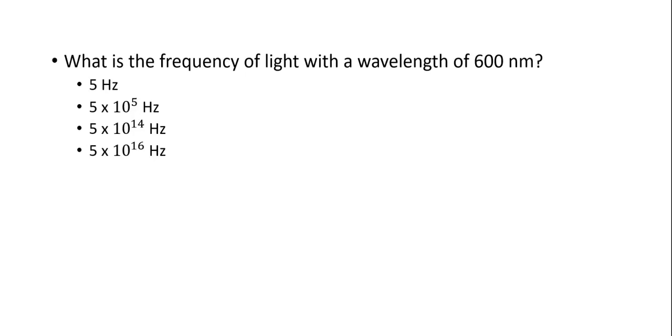But in this case, we're going to be using the equation c, the speed of light, is equal to wavelength times frequency. And since we're solving for frequency, we can say frequency is equal to speed of light over the wavelength. And the speed of light, which will be provided to you on the sheet of constants, is roughly 3 times 10 to the 8th meters per second.